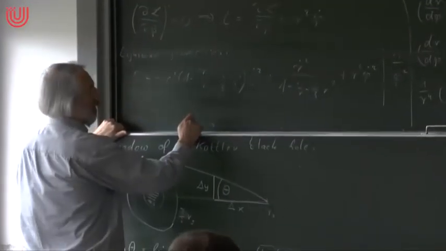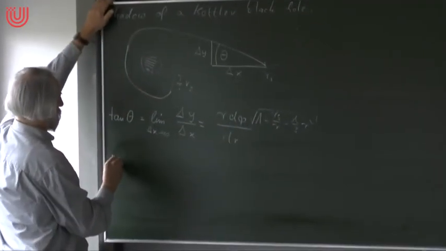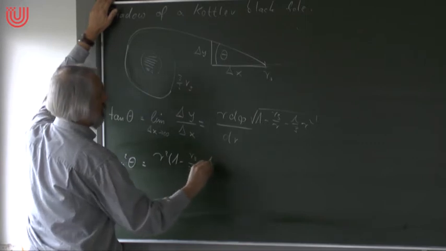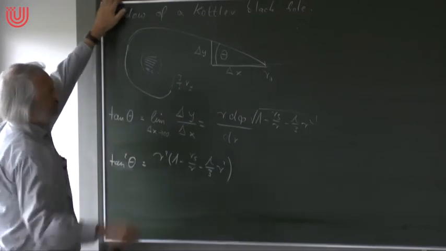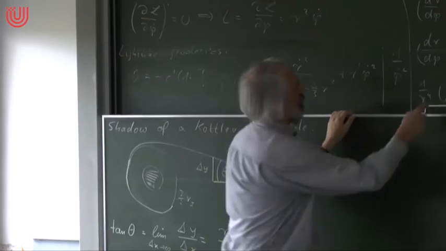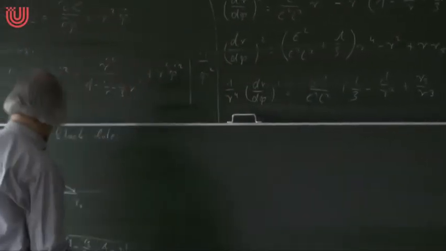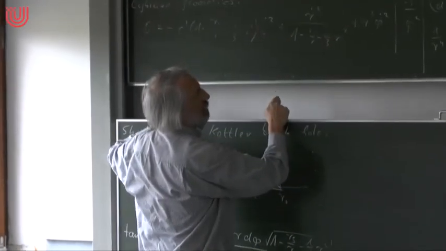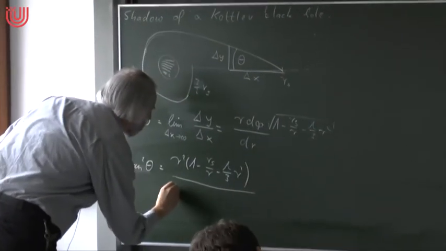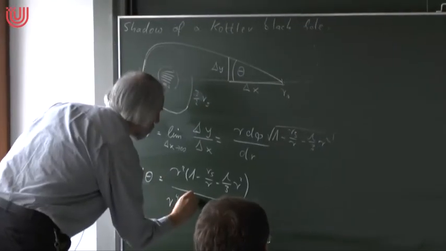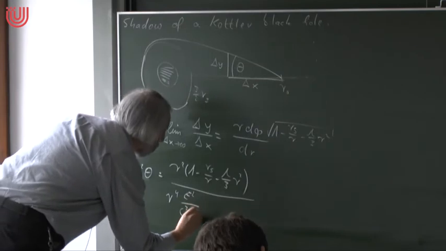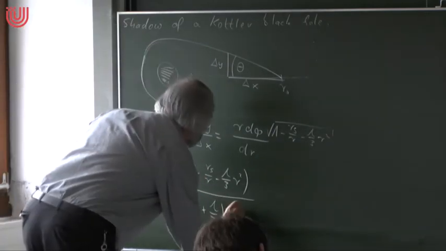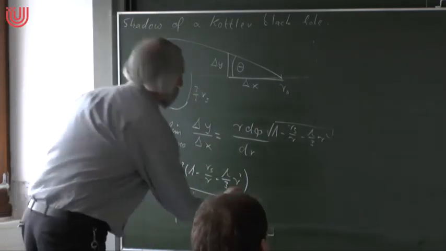So, well, let's square the whole thing. That's more convenient. So let me write the square of the tangent. Then I have r squared times 1 minus rs over r minus lambda third r squared, and then divided by dr d phi squared. So divided by this expression here. So I have an r to the 4 in the denominator. Everything is in the denominator. So I have r to the 4 e squared over c squared l squared minus lambda third. No, plus lambda third, sorry. Minus 1 over r squared plus rs over r cubed.